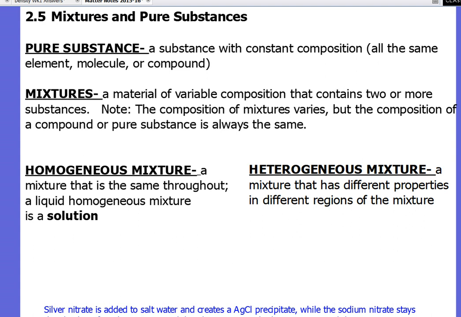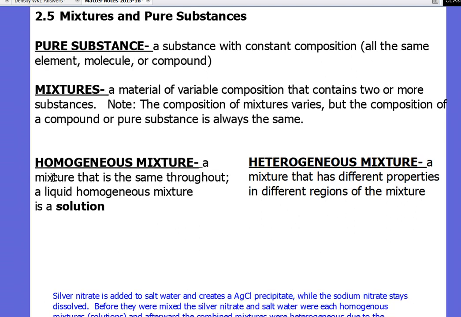So let's make that clear again. If you have a bar of aluminum, you have a pure substance. If you have aluminum oxide, you also have a pure substance. It's one compound again and again and again, versus this is one element again and again and again. If you only have one compound in the bottle or one element in the bottle, you have a pure substance. It's got one set of properties inside that bottle.